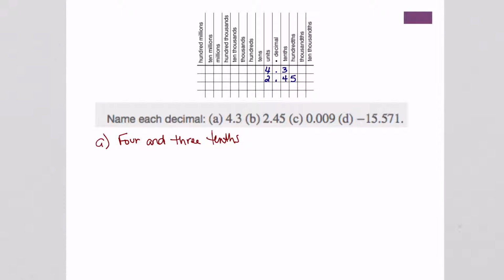Okay, so our next number, what we have on part B, 2.45. Notice that that 5 ends in the hundredths place. So in order to write this one properly, you would say 2 and 45, and wherever the 5 ends, that's the place value that you have to put down, hundredths.